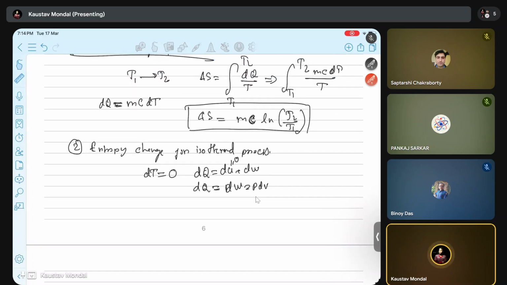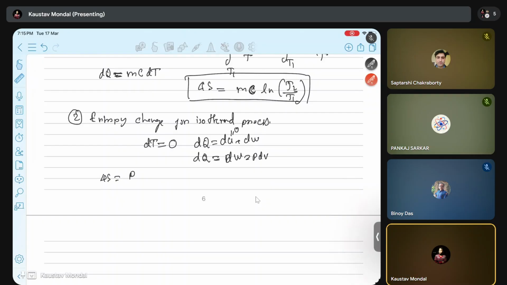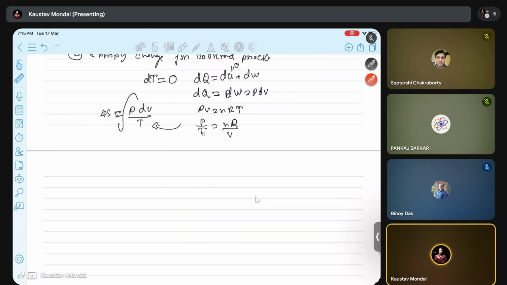Now in this case the change in entropy would be delta S equal to the integral of P dV by T. If it's an ideal gas, we know PV equals nRT, so P by T would be nR by V. Substituting, delta S will be equal to nR times the integral of dV by V.